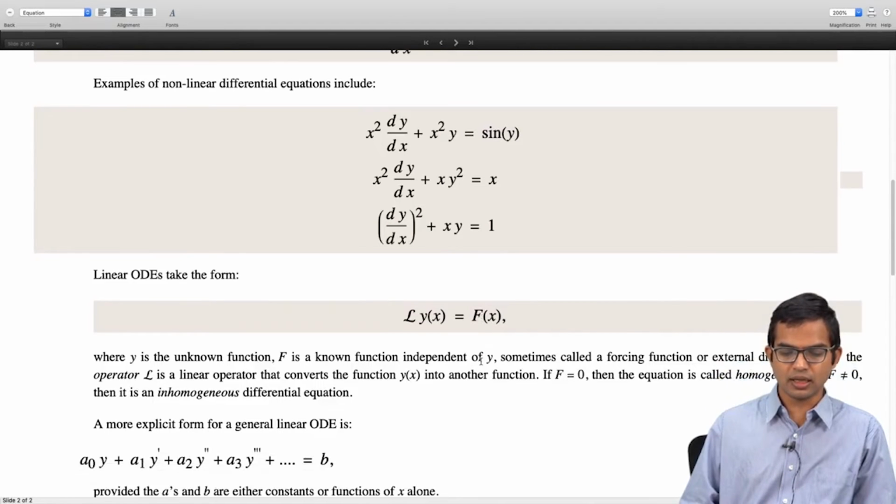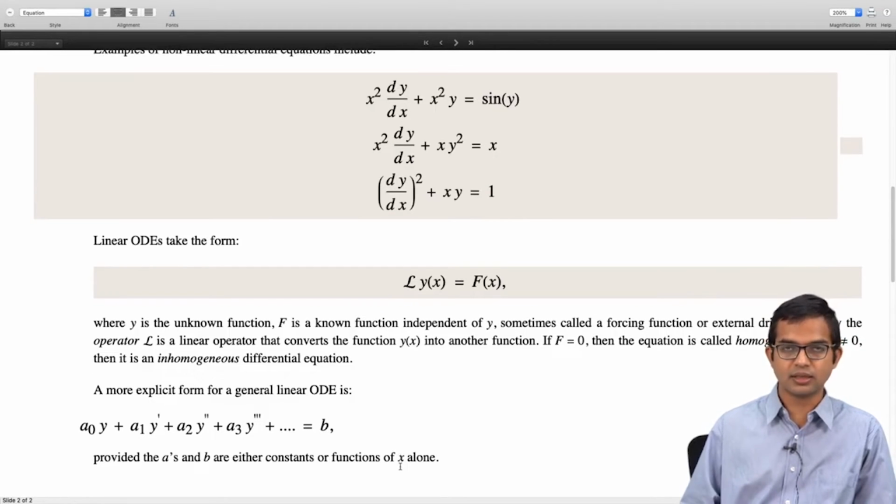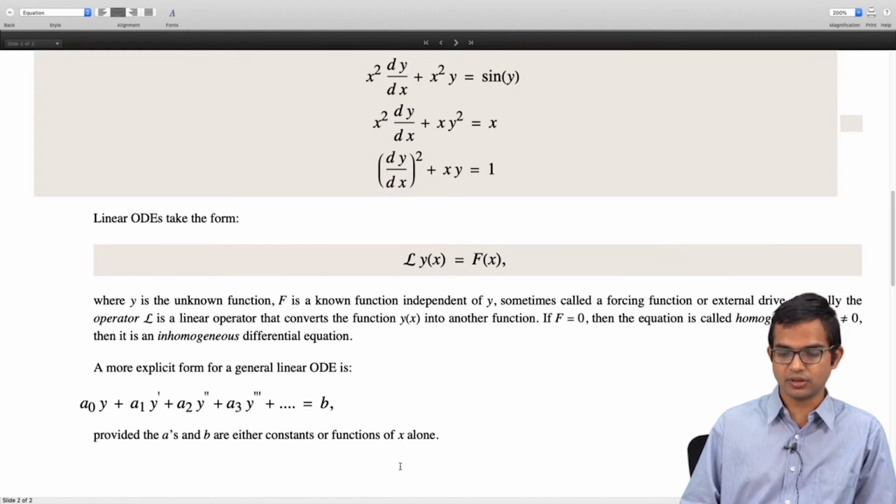So in general, an explicit form for a general linear ODE, you can write it like this: a naught y plus a1 y prime plus a2 y double prime, and so on, all the way. It can go to whatever order, equal to b, provided the a's and b's are either constants or functions of x alone, right? So that's important. You can have functions of x, and that's not a problem. It still will be called a linear differential equation.